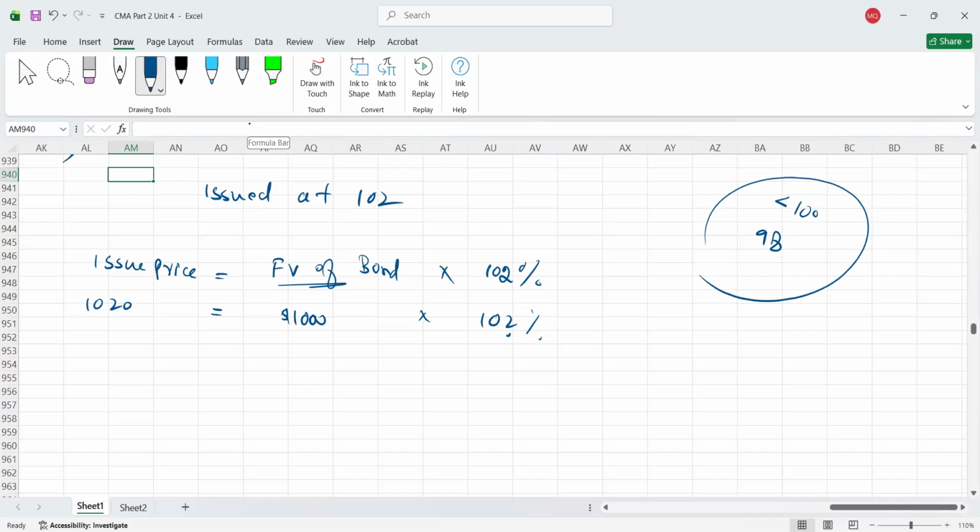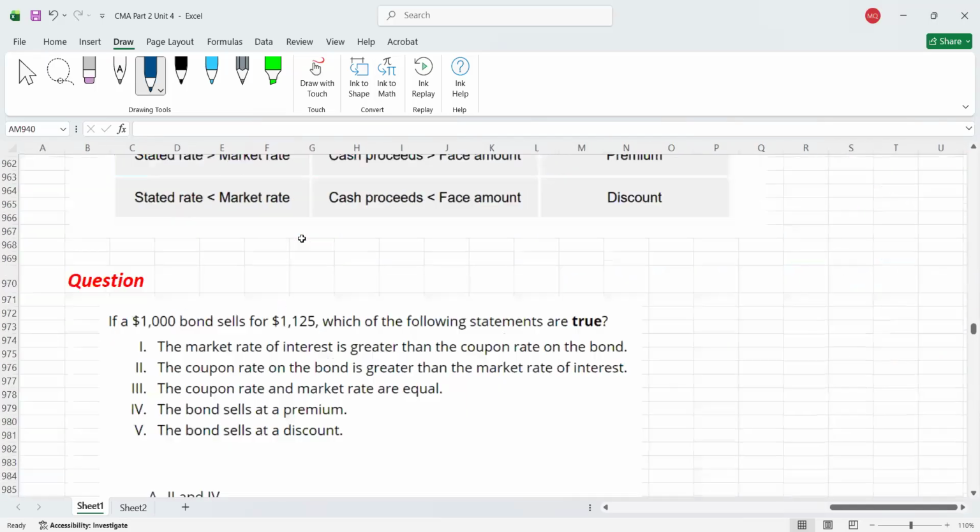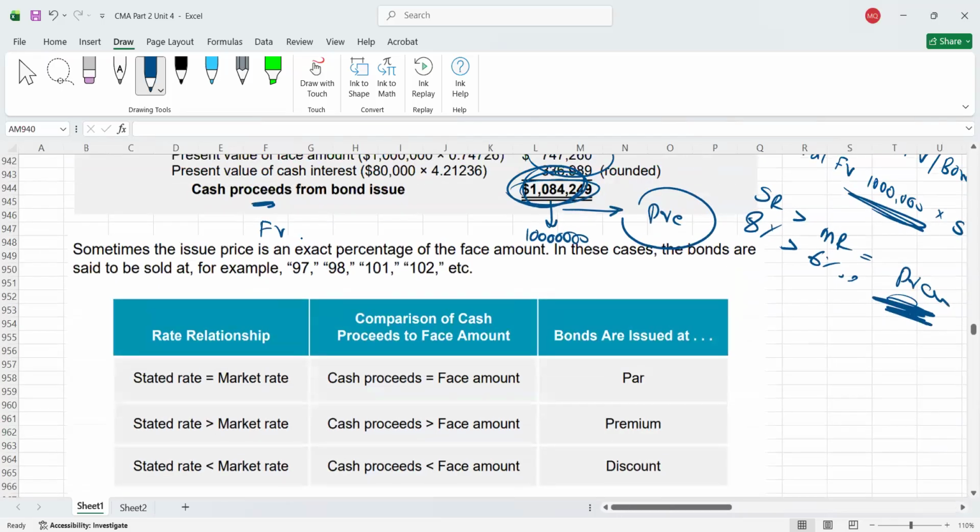bonds are being issued at a discount. If figures are written more than 100, like 101, 102, or maybe 106, it means bonds are being issued at a premium. If it is written that bonds are being issued at 100, it means bonds are being issued exactly at par. Okay guys, I hope it is clear. I have already explained this point. Clear? Any question?